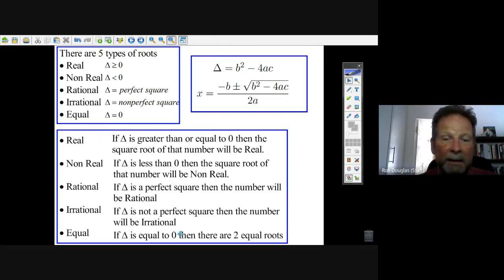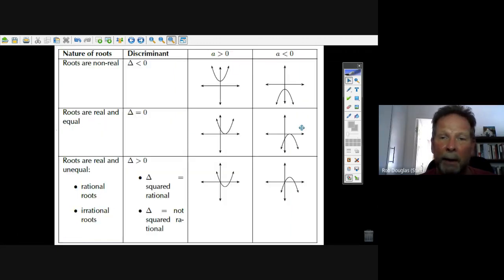I put it in words here so you can look at it a little bit carefully. If delta equals 0, then there are 2 equal roots, which kind of means the same answer. I put this little thing in the notes so that you can take a look. If you made a parabola out of the quadratic equation, if the roots are non-real, it's a parabola that's not touching the x-axis. That's if b squared minus 4ac is negative. That's the kind of picture of the situation.